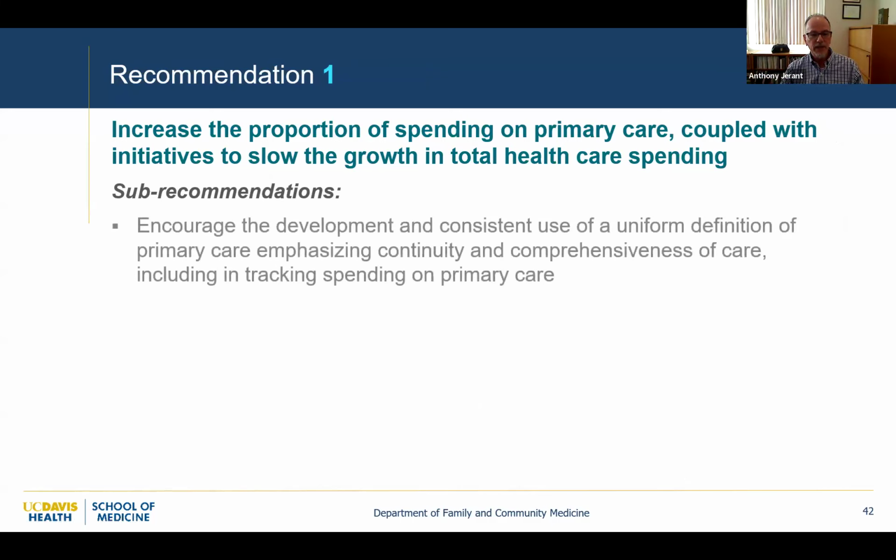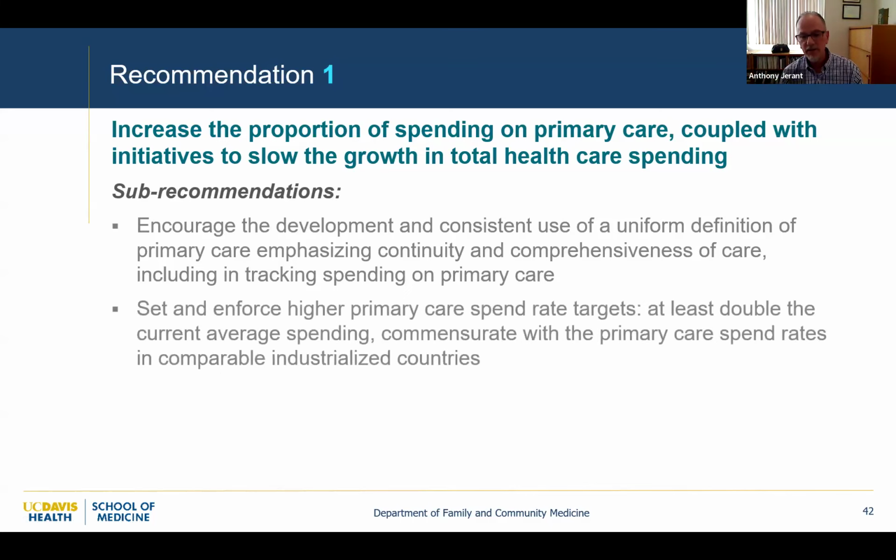The sub-recommendations were to make sure that either a definition like OCA's or one that's comparable, that really is uniform, explicitly defined, and emphasizes continuity and comprehensiveness, which often get short shrift when healthcare systems are considering what they call primary care, is used and included in tracking spending on primary care. If you only focus on access, for example, then it may look like a healthcare system that's really not anywhere close to advanced primary care is spending a lot on primary care, right?